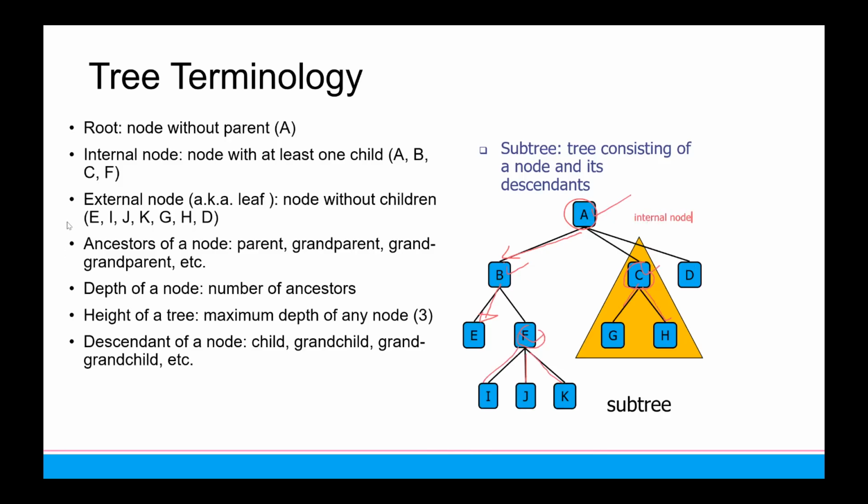External node. What is an external node? Sometimes we call it a leaf node. It is a node without children. If there are no children, then we call this a leaf node. See this one, E. There is no child, so this is a leaf. I, J, K: there is no child. G, H, T: no child. They are leaf nodes.